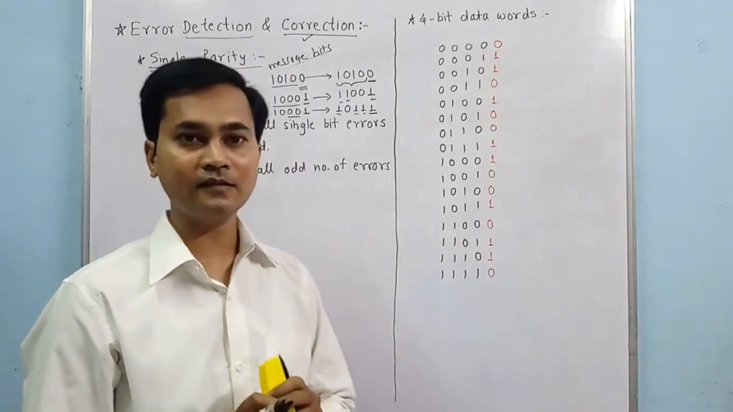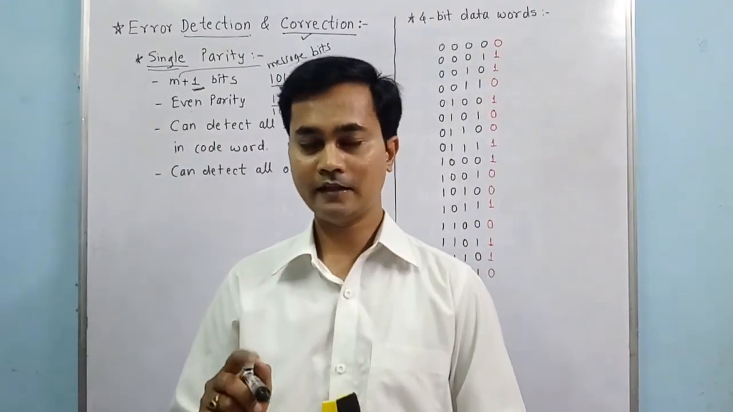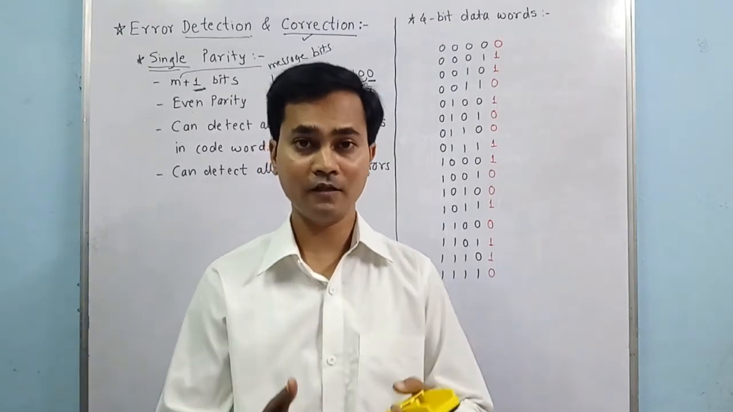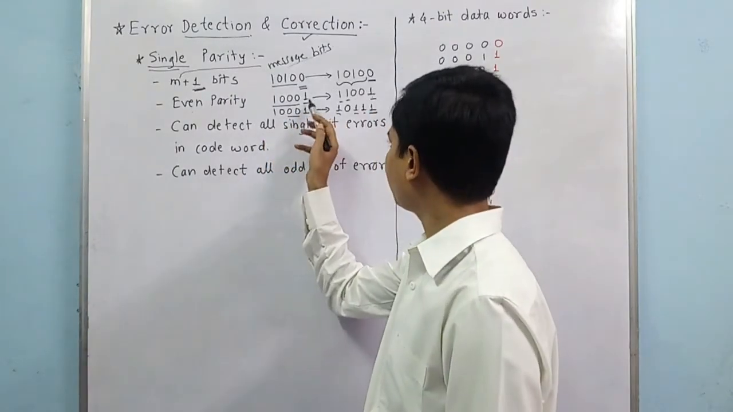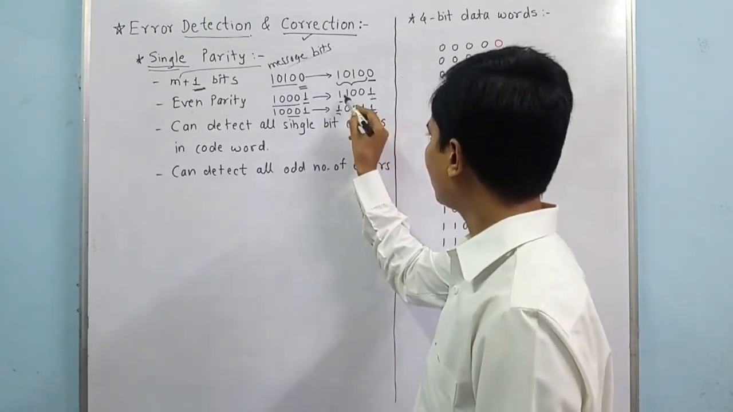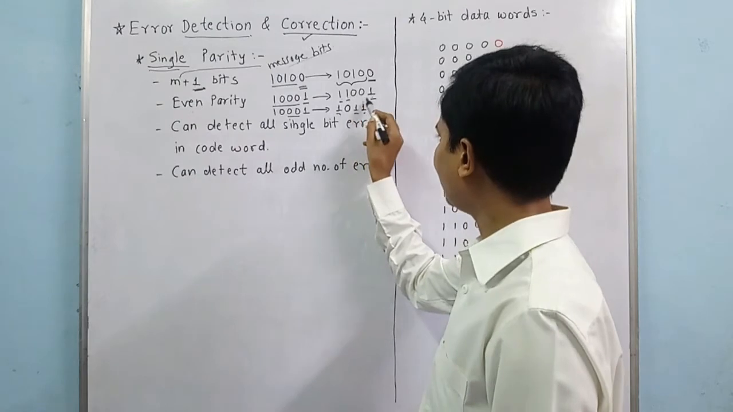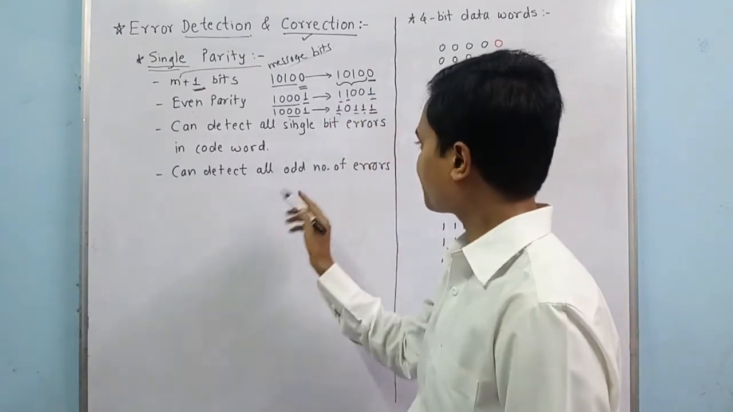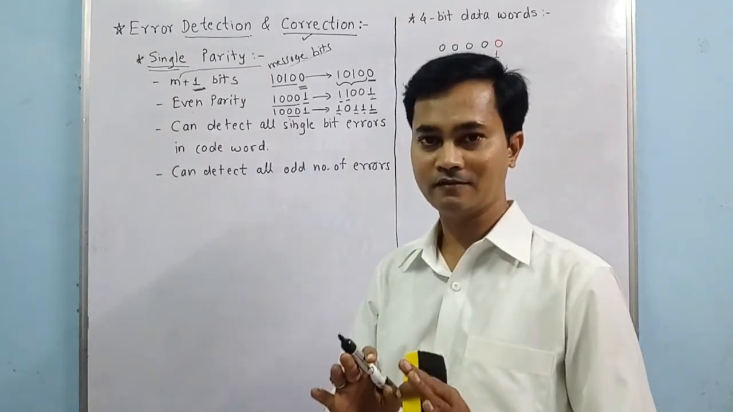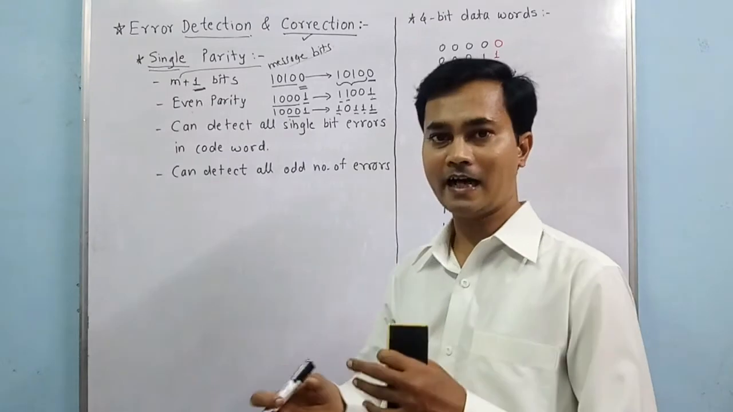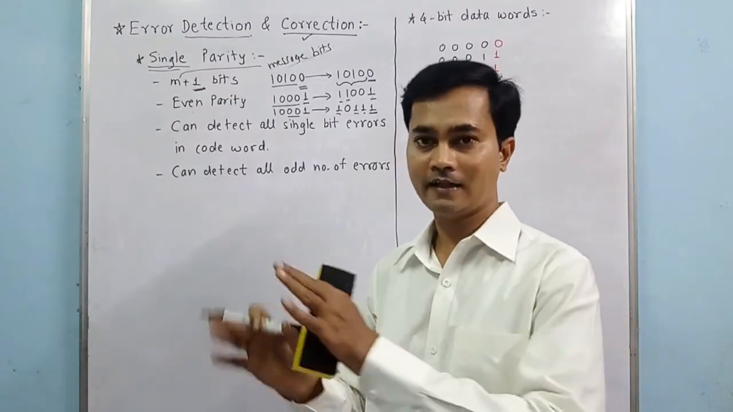Odd number of errors means if there is one bit change in the data or in the total frame, then it can detect. Here we have seen, suppose this bit is changed, the total number of ones is 3, so it can easily identify that there is an error. Now consider 3 bits are changed. If 3 bits are changed, then also the receiver can detect that there is an error.